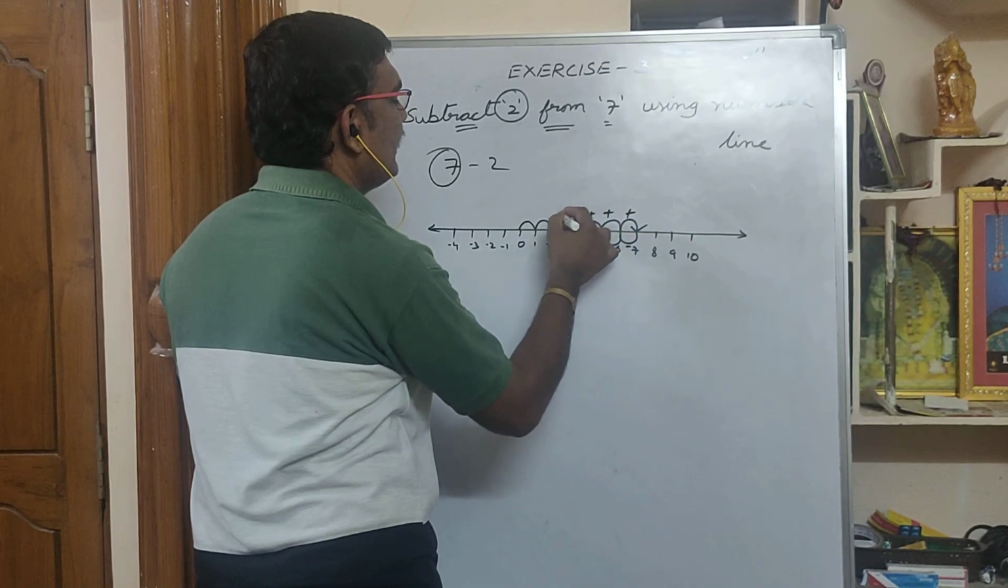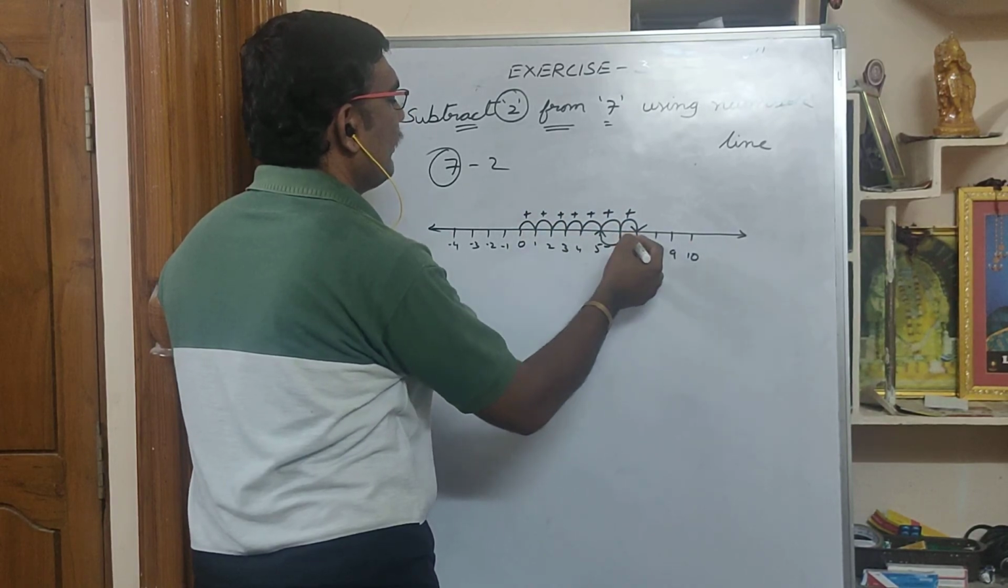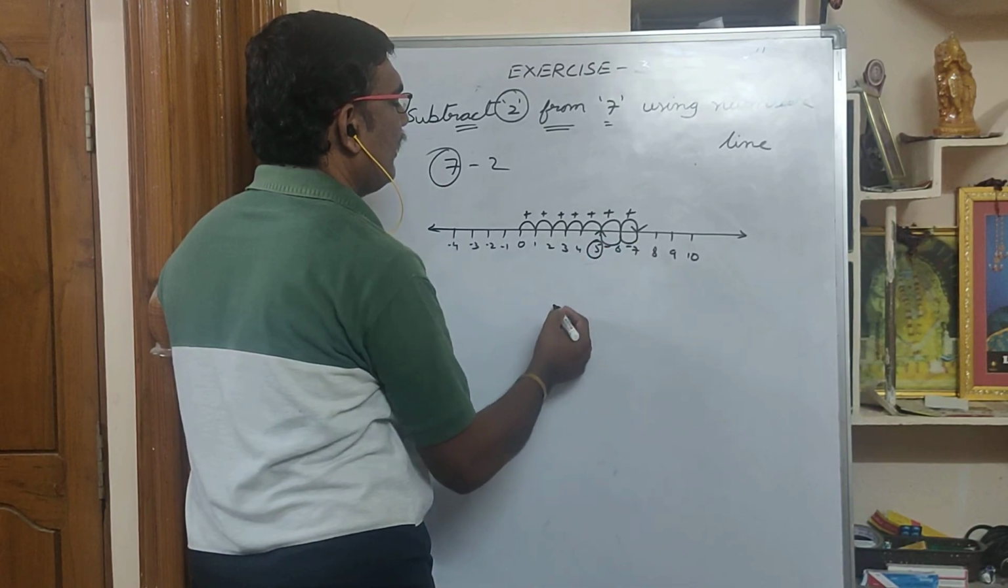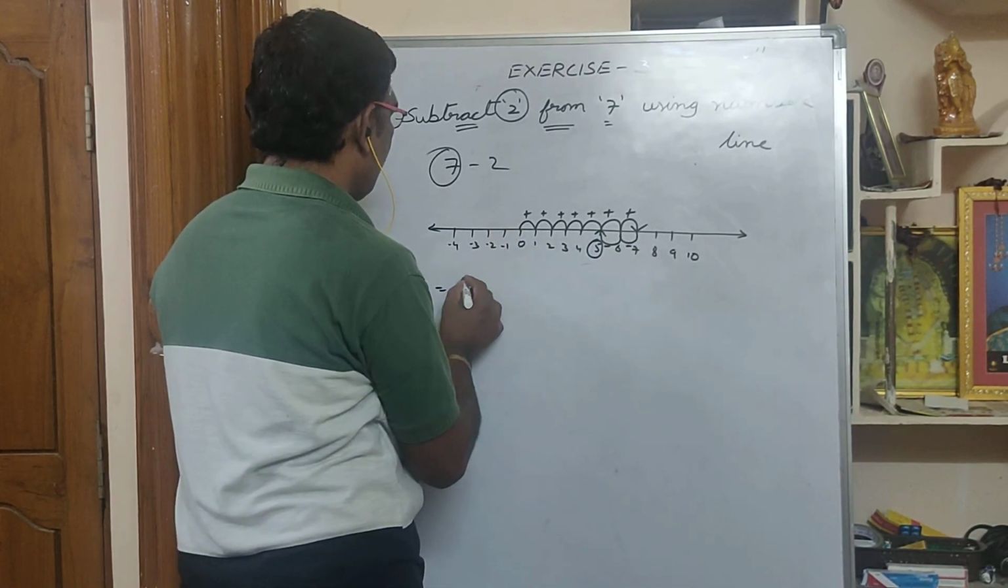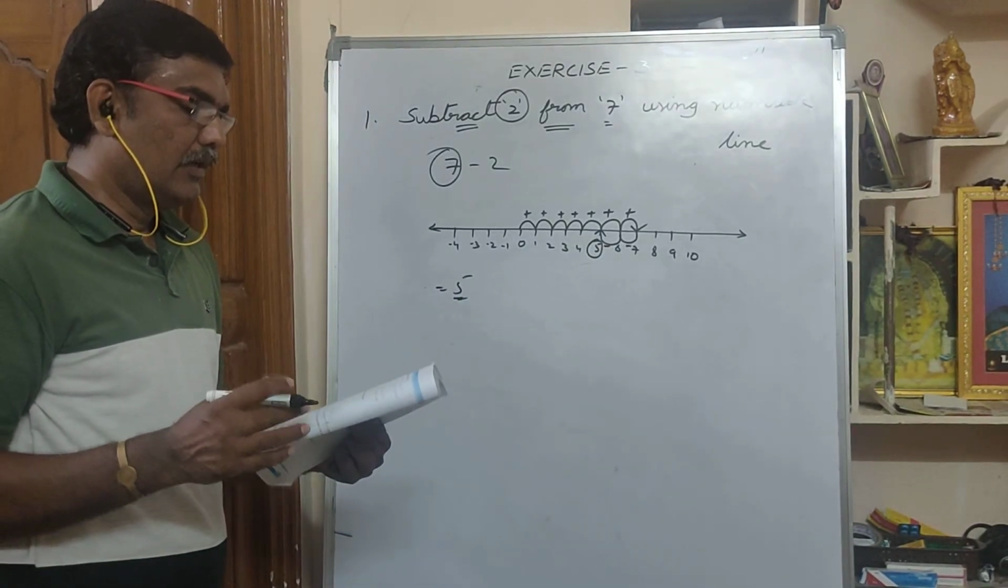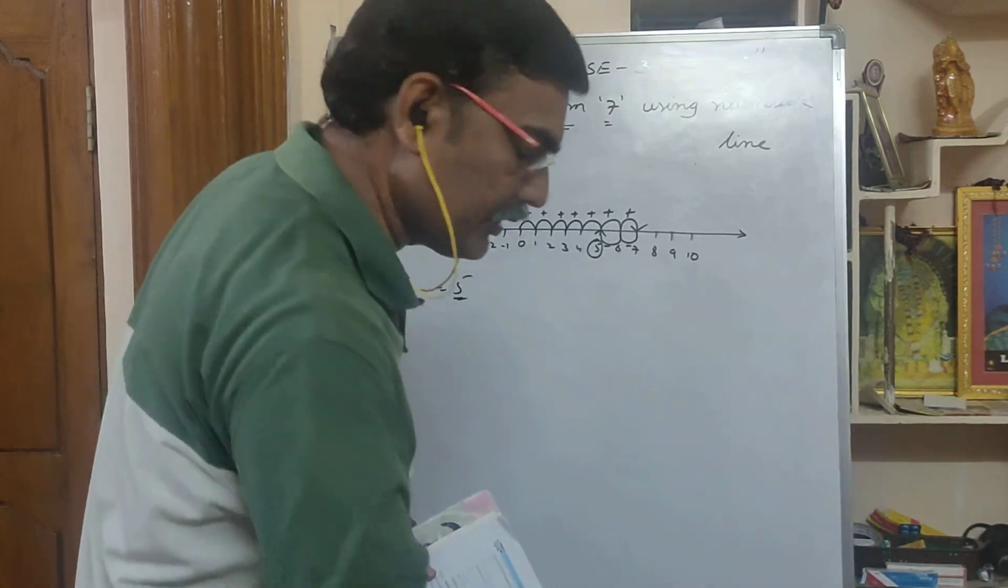If you came right side, it is positive. If you came left side, it is negative. So the arrow mark is at 5, or not? Means the answer is 5. It is 7 minus 2. Like this, one more question.